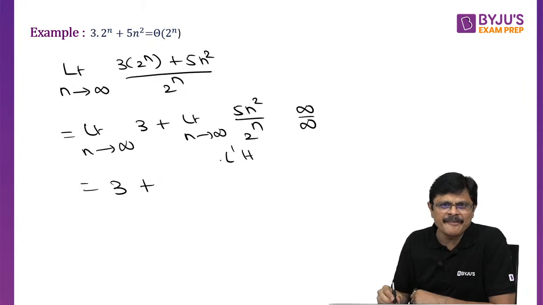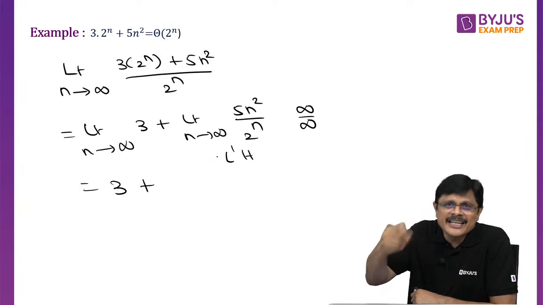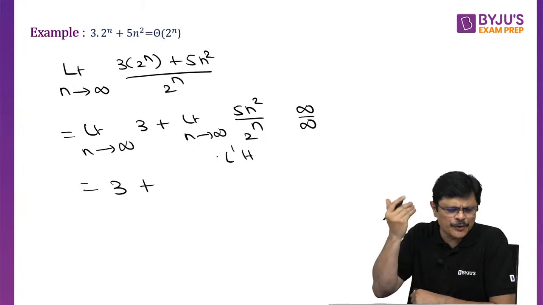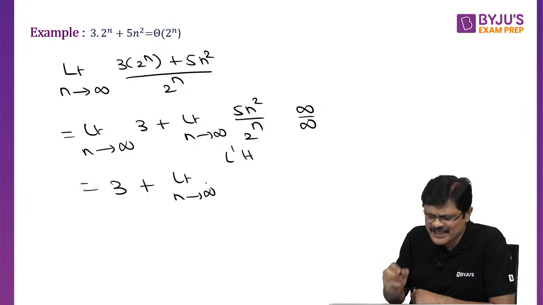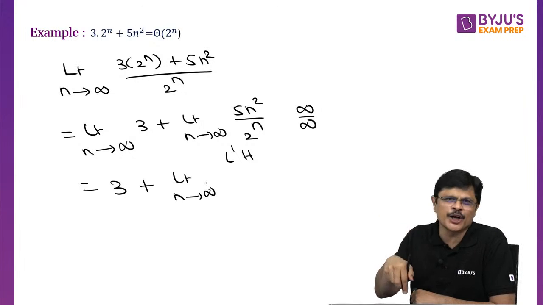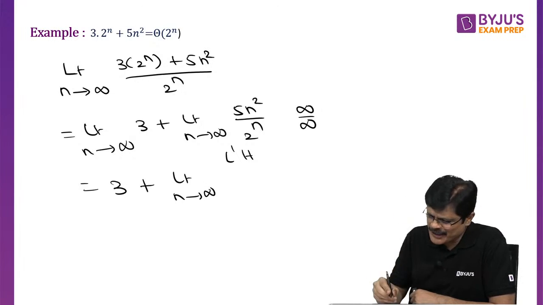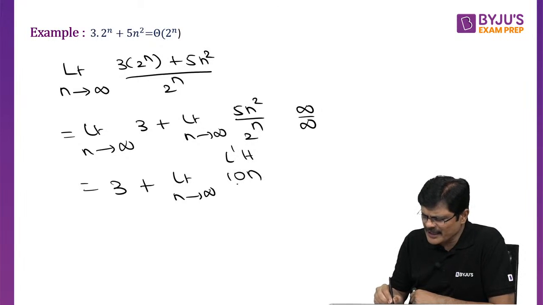So infinity by infinity means indeterminate form. We can use L'Hopital's rule or L'Hospital's rule, however you generally read it. Am I clear? So applying L'Hospital's rule, differentiate the numerator separately with respect to n and differentiate the denominator separately with respect to n. What is the derivative of n square? 2n. So you get 10n, and the denominator derivative is 2 power n log 2.